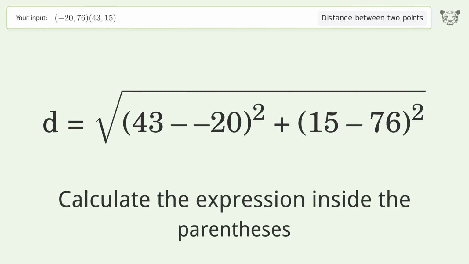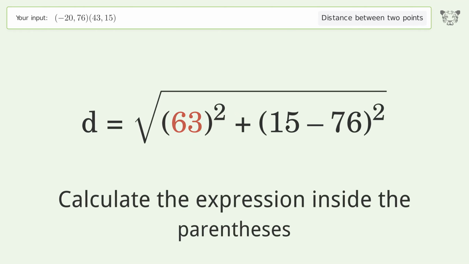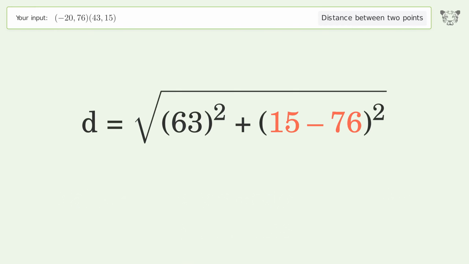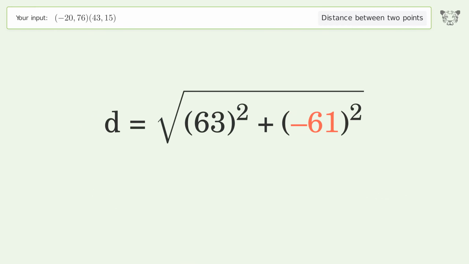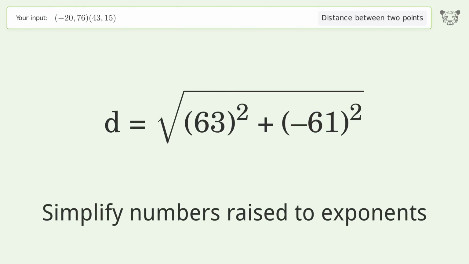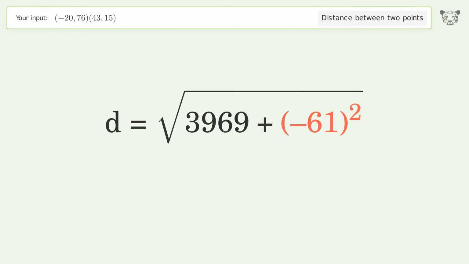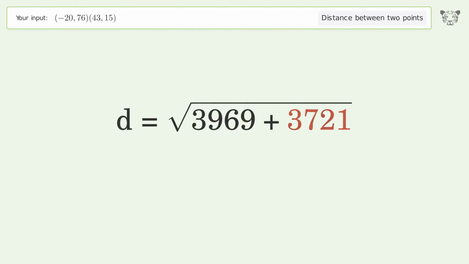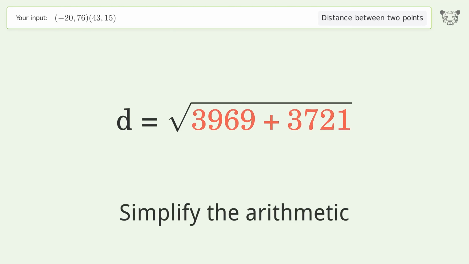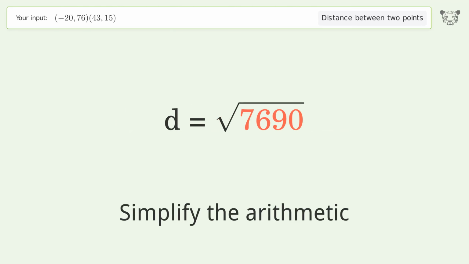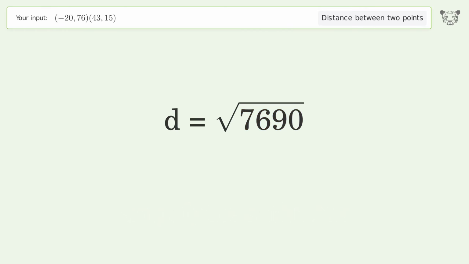Calculate the expression inside the parentheses. Simplify numbers raised to exponents. Simplify the arithmetic. And so the distance between the 2 points is the square root of 7,690 or 87.693.